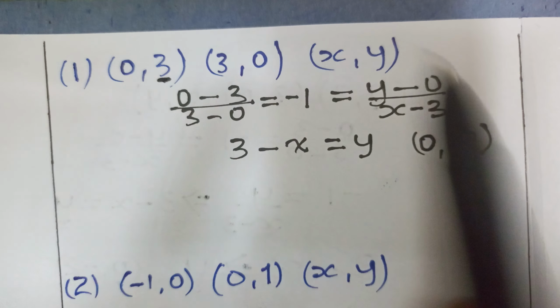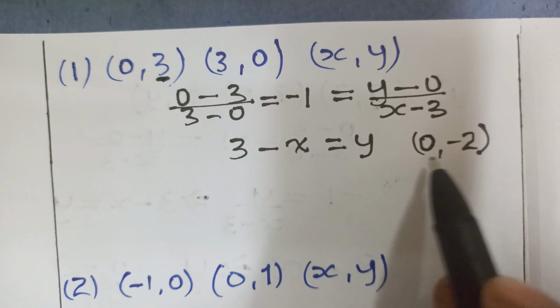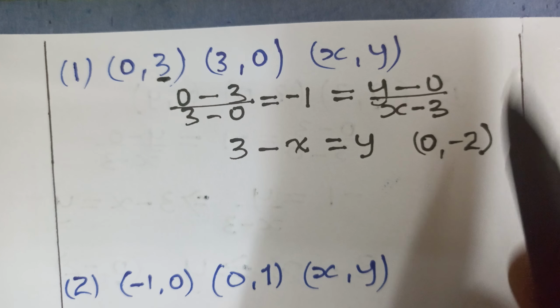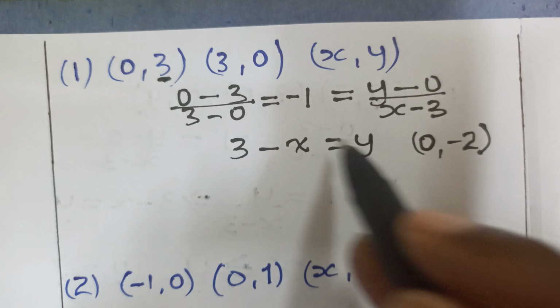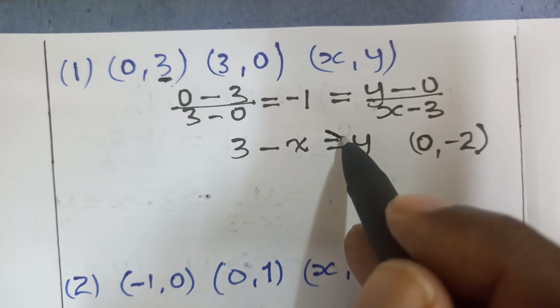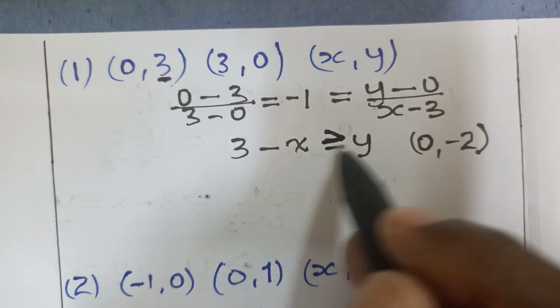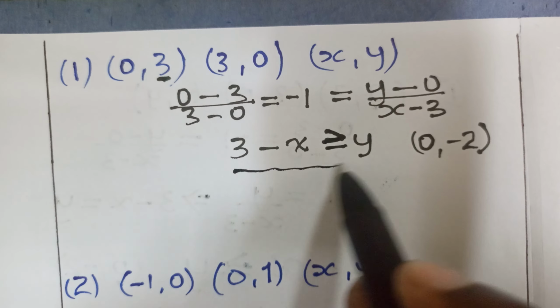Now comparing 3 and negative 2, it means that whatever other lines are on the desired side will give us y which is less. And so we can point our inequality towards y. This is our first inequality.